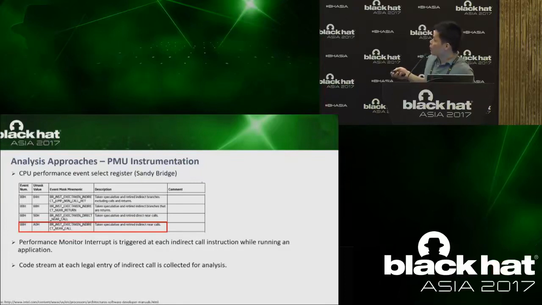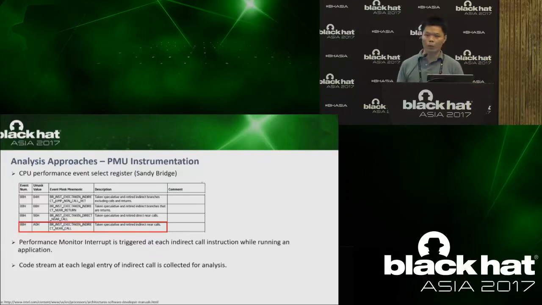Our study was based on a Sandy Bridge type CPU. In our study, we programmed the UMask value and the event number to be A0 and 88 respectively, so that, as you can see from here, each taken speculative and retired indirect near call would trigger an interrupt. Then the code stream we are interested in at each legal entry of an indirect call is collected by the event handler for analysis.